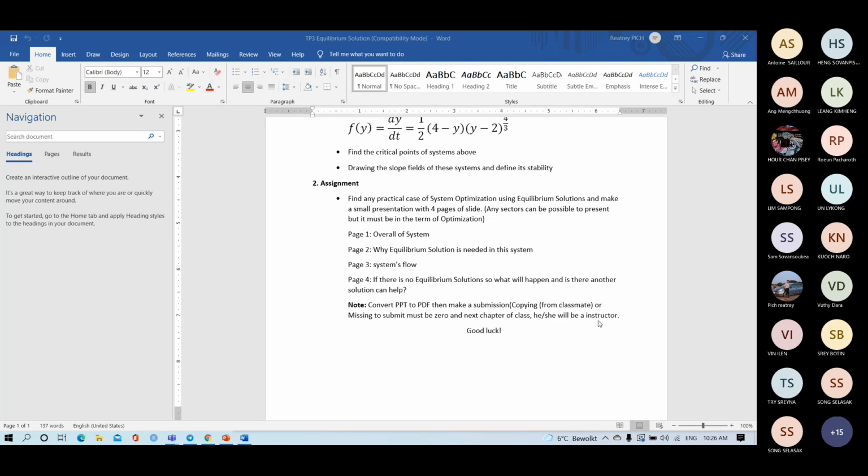It's not compulsory that you have to explain in a mathematical way. You just need to know why equilibrium is important in this one. And if it is missing, what is the output and the outcome from the system, and is there any other solution that comes up with the same problem but uses different solutions? It is based on your problem.